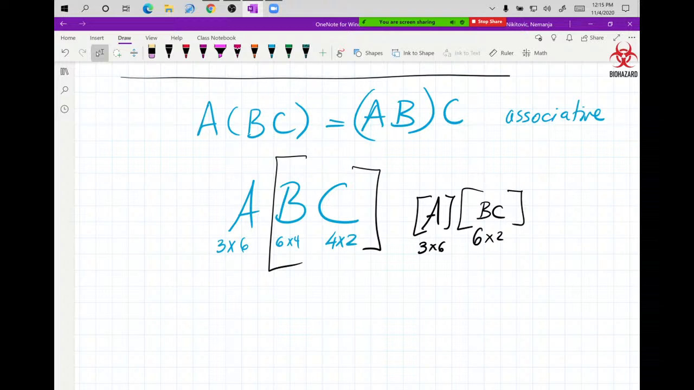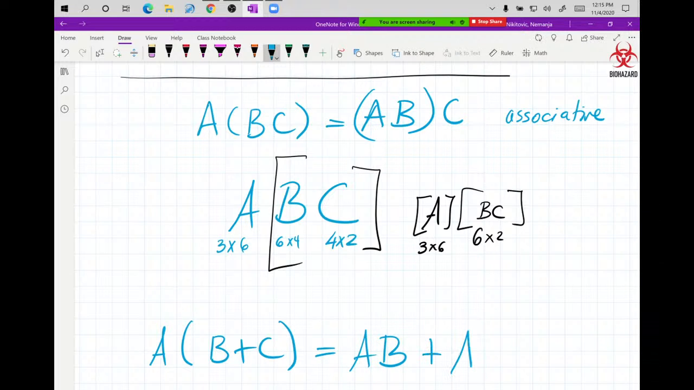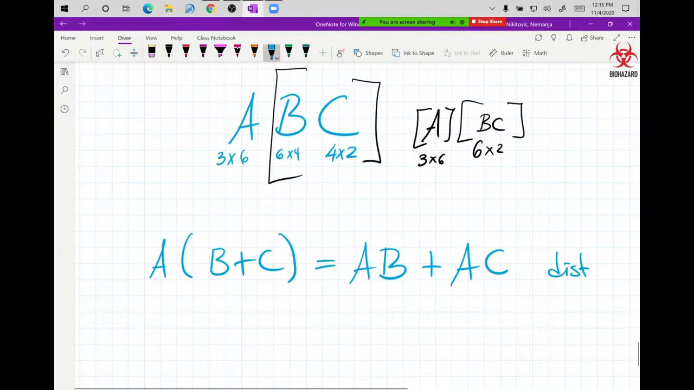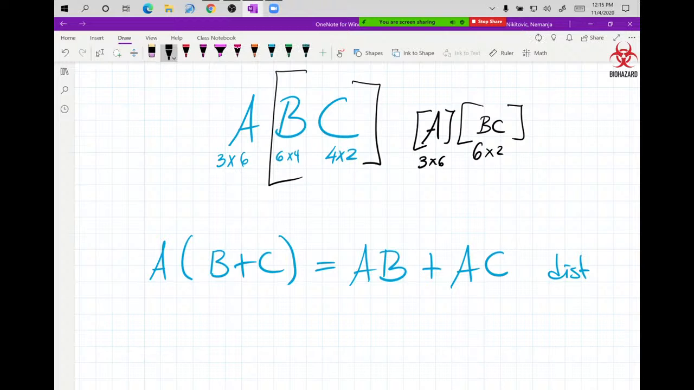And then you have the rule of distribution, right, where A times (B plus C) is equal to AB plus AC. So that's a distributive property. And again, given that these matrices, remember, the requirement of B and C is to be of the same size so you can add them. So if B is, let's say, 3 by 1, then C must be 3 by 1. Otherwise, you don't get to add them.